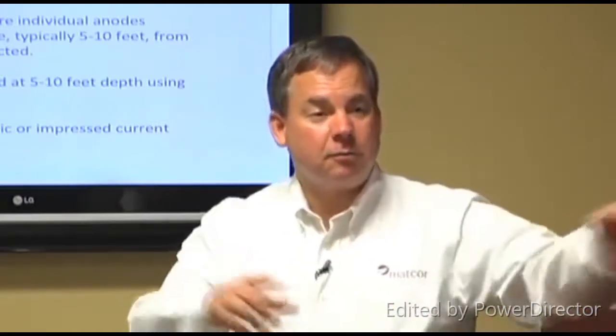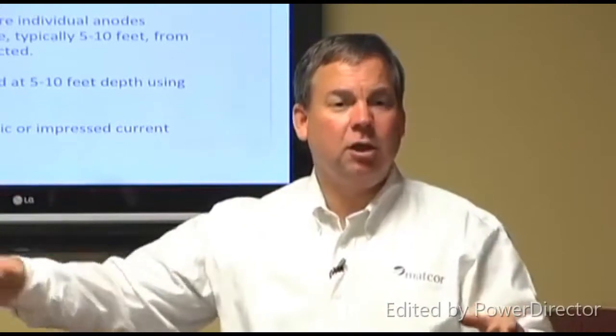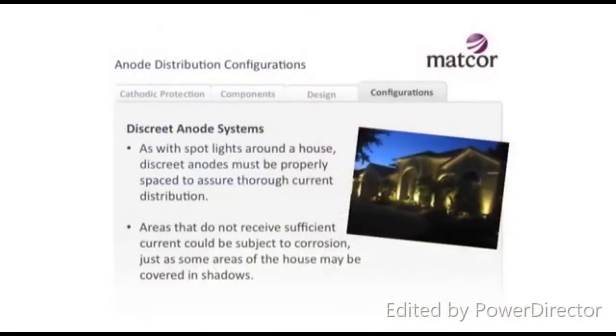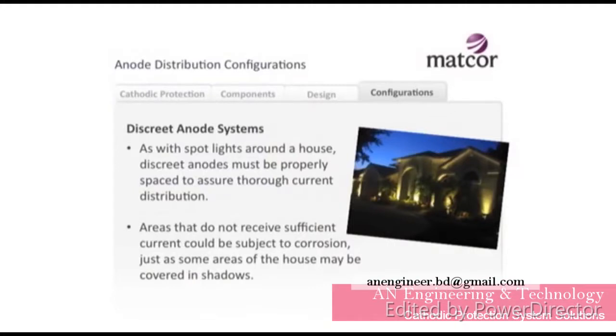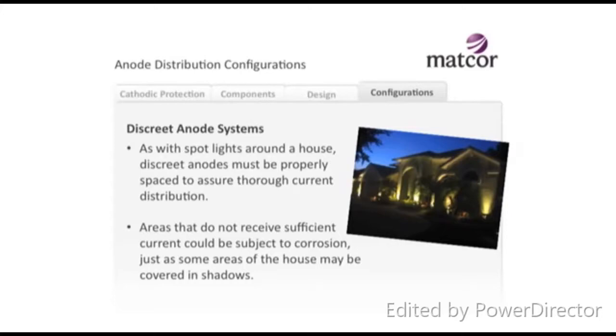If you've got enough of them spread around a large facility, you may have multiple rectifiers powering banks of these discrete anodes. The issue with discrete anodes, just like spotlights around a house, is where do I put them and how do I make sure that they're spaced so that I'm getting current everywhere? Because if I don't put the lights in the right place, there might be areas that aren't getting current. And that's more of an art than a science.